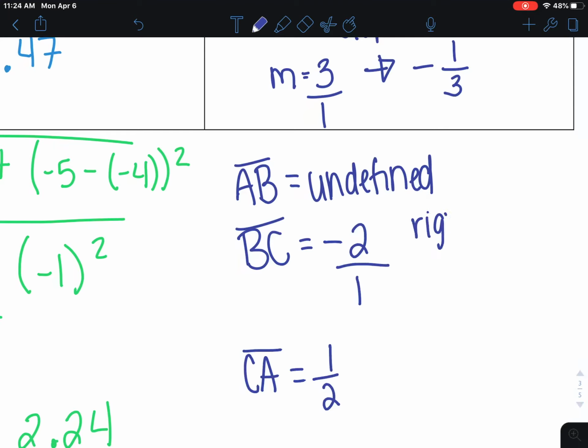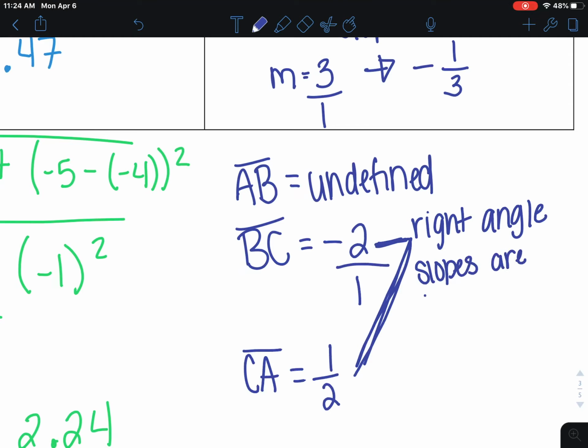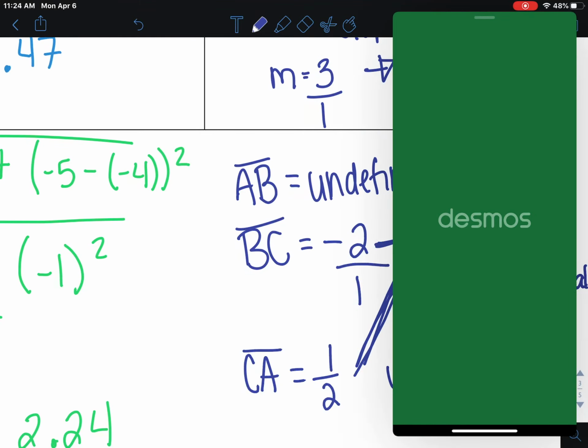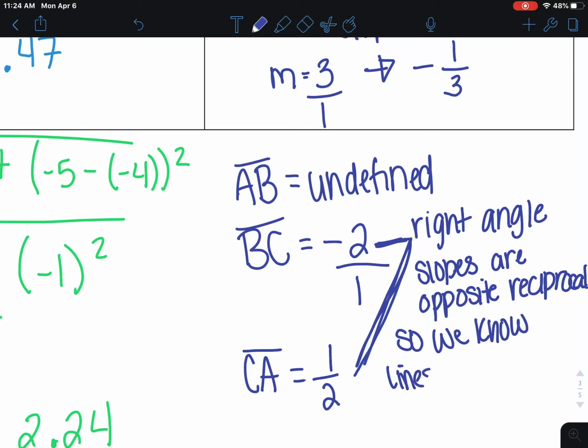Okay, so this is a right angle based on these two guys right here, because slopes are opposite reciprocals. So we know lines are perpendicular and form right angles.